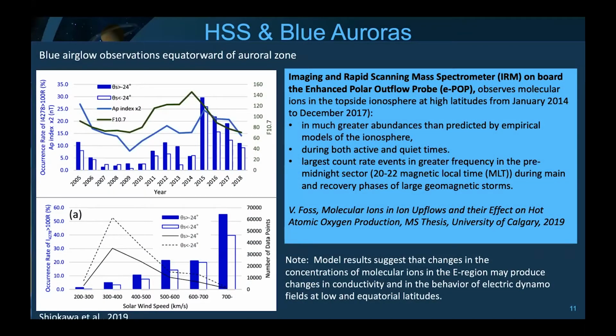And you can see here, this is a blue airglow, these plots here, and an abrupt change in the amount of the airglow occurs at 2015, when the coronal holes got larger. And in the bottom, you can see that 700 kilometers a second is where a large amount of the emissions are occurring. Next slide.